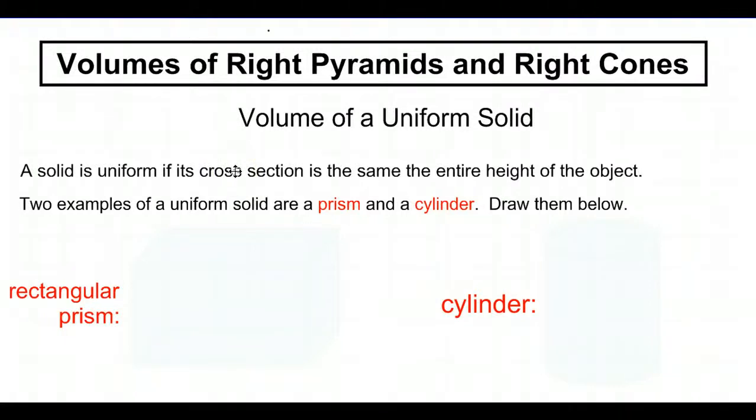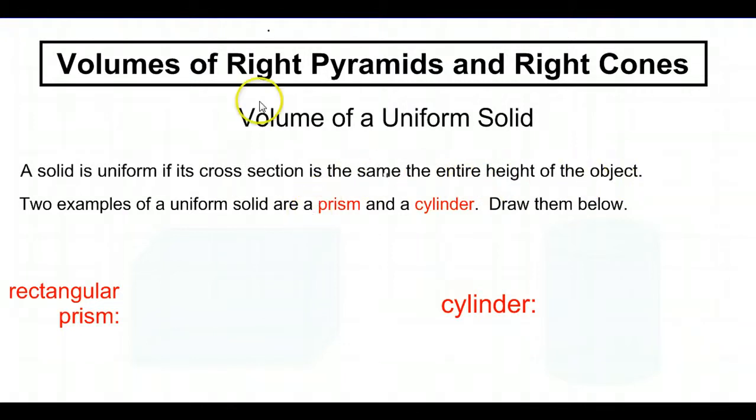Okay, here we go. Volumes of right pyramids and right cones. So let's start off with the volume of a uniform solid. A solid is uniform if its cross-section is the same the entire height of the object.